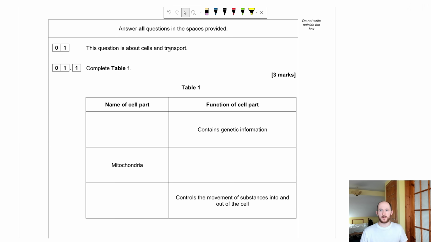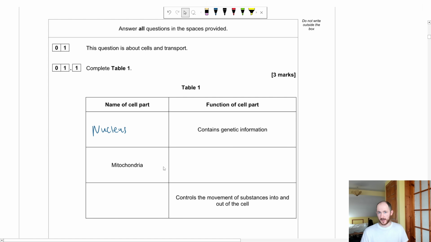This question is all about cells and transport. Complete table 1. So we have a name of cell part and a function of cell part. What contains genetic information? That would be the nucleus. It isn't DNA technically, because that's not a part of the cell. That's just what is inside the cell in and of itself.